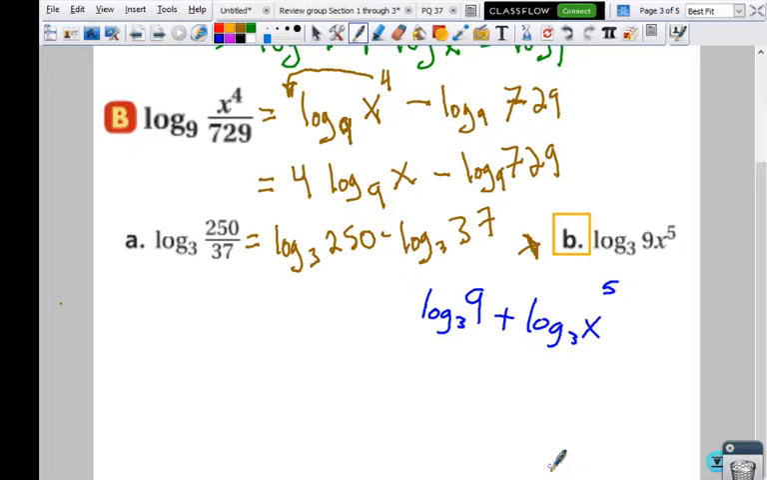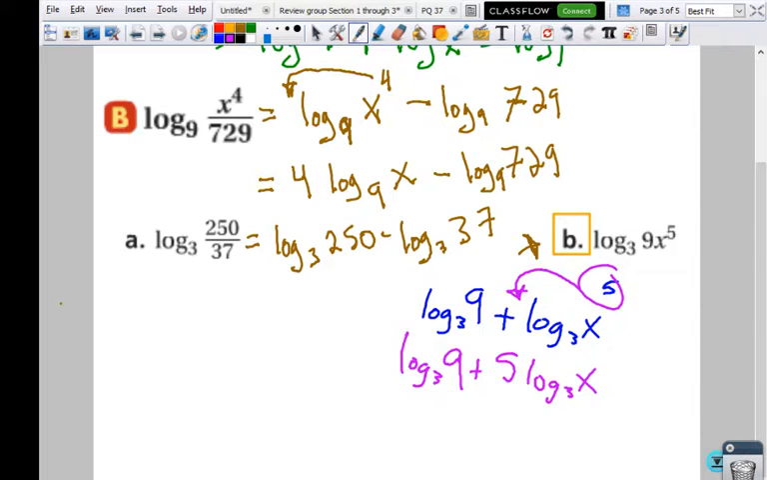But we got to be careful. When I put this 5 in front, I'm not going to put it in the very beginning. I'm going to put it just in front of whatever log it started in. So I'm going to have log base 3 of 9 plus 5 log base 3 of x. Like that. So the 5 was on this logarithm right here, so it's going to go in front of this logarithm. Well, that's it. We can't expand it out any farther.